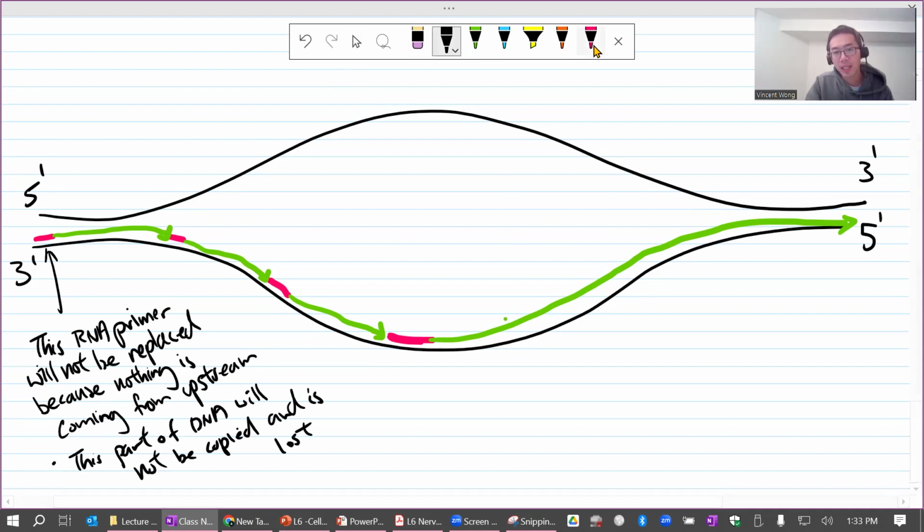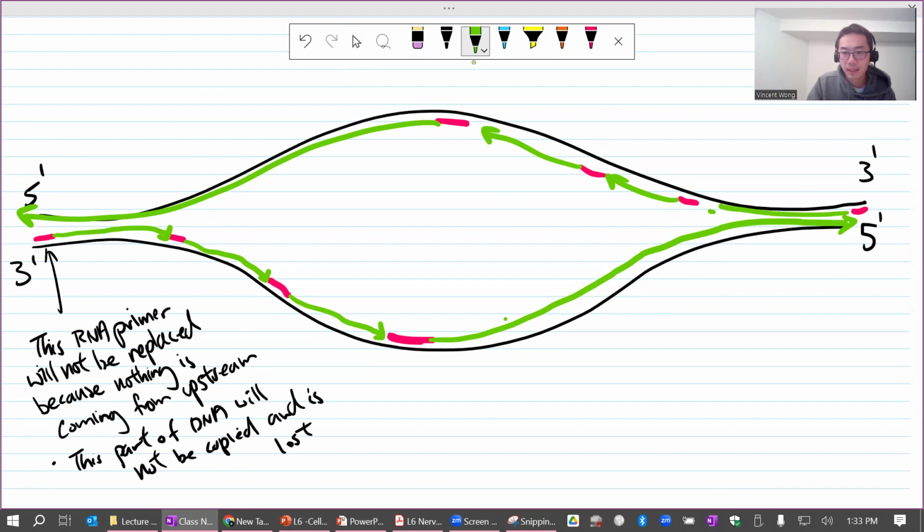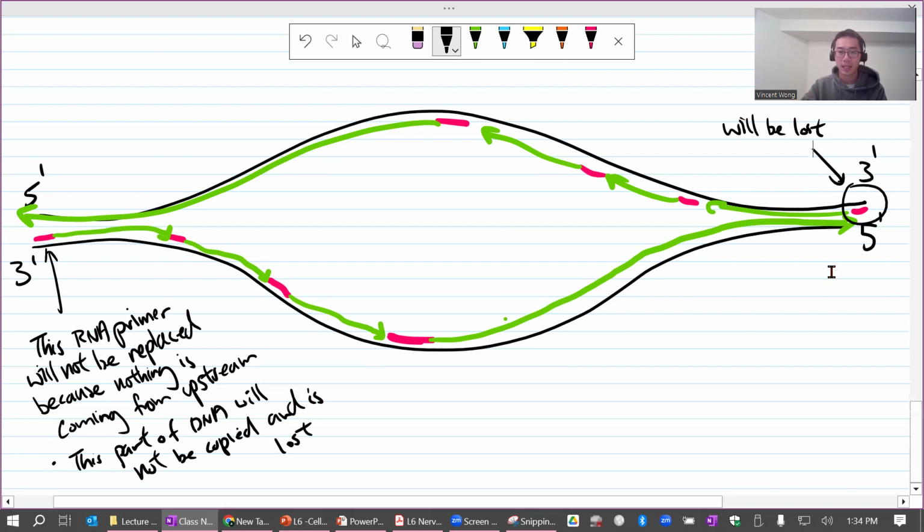Okay, same thing on the other side. You're going to have the primer, and that's going to go this way, no problem, all the way to the end. But this part will be lost. So every time we copy, we chop off the end a little bit, and a little bit, and a little bit. So our DNA gets shorter and shorter and shorter. I know you must have a lot of questions about why this is not a problem, or is it a problem? Just keep listening, okay? I'll explain.